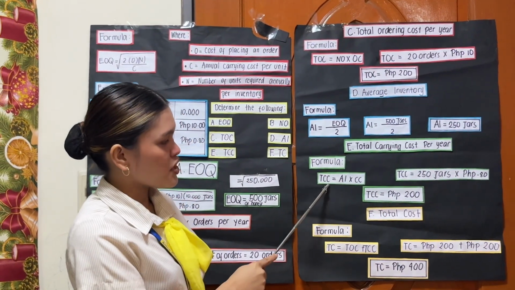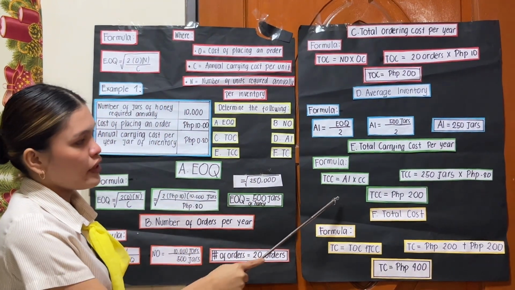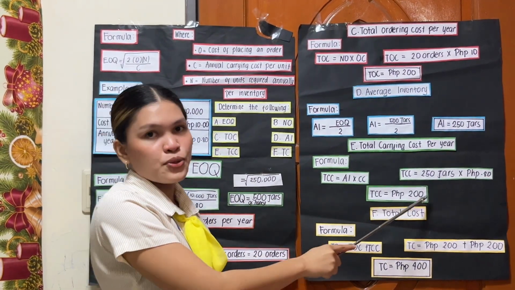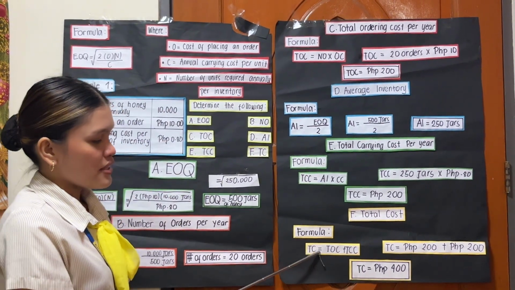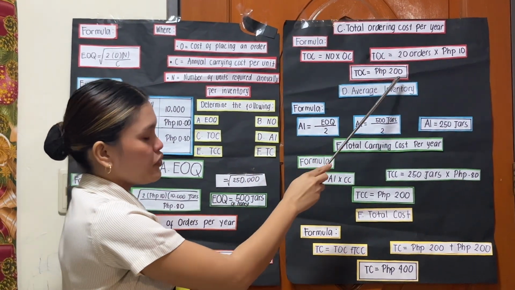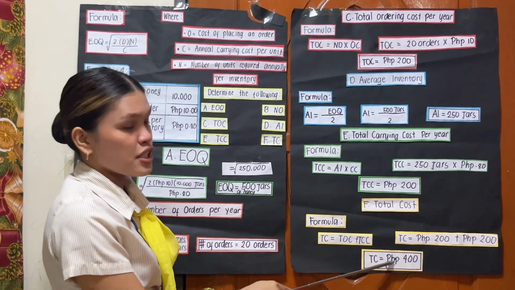Next is the total carrying cost per year. To get this, let's just multiply the average inventory, 250 jars, and 0.80 carrying cost. So the total carrying cost is 200 pesos. And lastly is the total cost. Total cost is the sum of the total ordering cost of 200 plus the total carrying cost, still 200. So the total cost is 400 pesos.